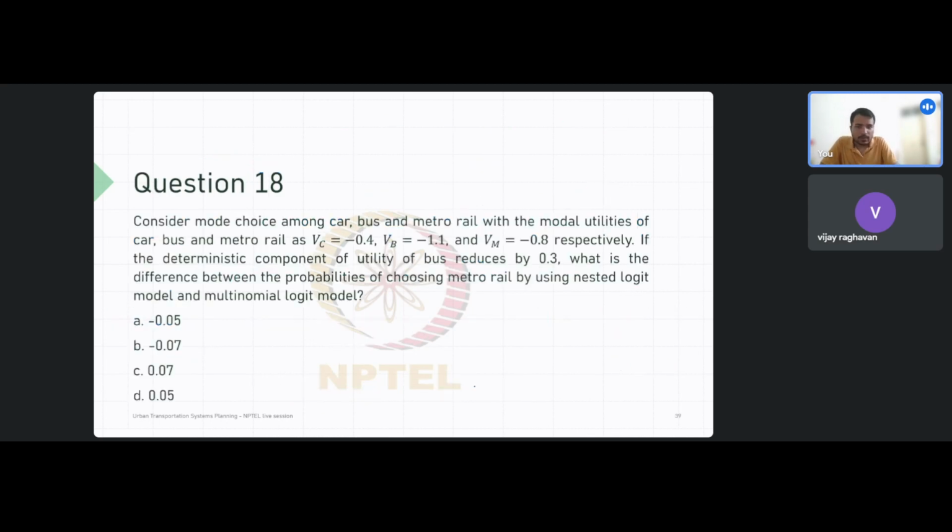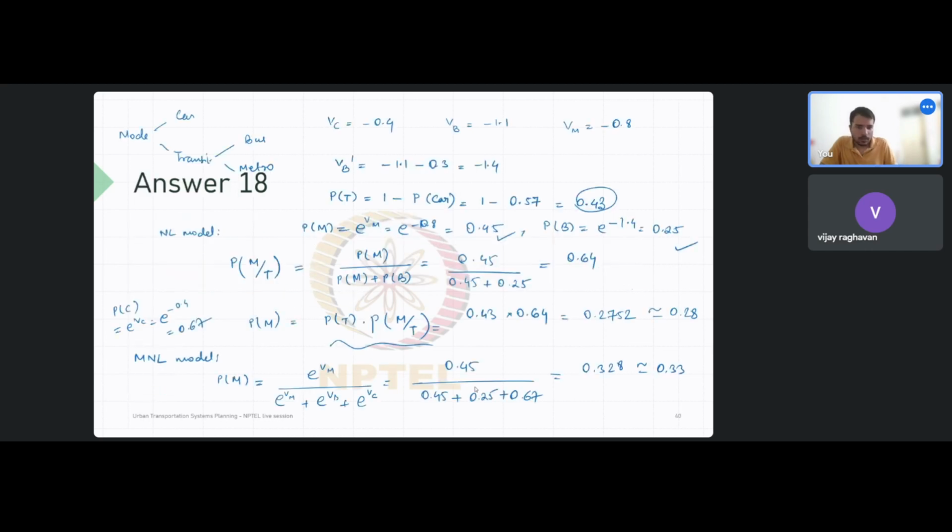So what we have to find is the difference between the probability of choosing metro rail by using the nested logit and the multinomial logit model. So delta P is the probability of metro from nested logit minus the probability of metro from multinomial logit. Nested logit is 0.28, multinomial is 0.33. So 0.28 minus 0.33 is minus 0.05.